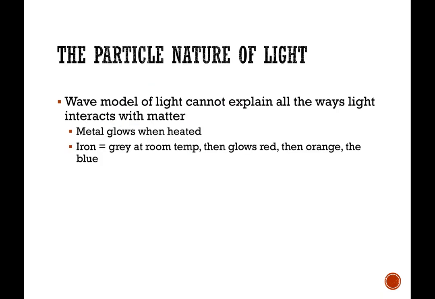The wave model of light cannot explain all the ways that light interacts with matter. For example, how metal glows when it is heated. Iron is gray at room temperature, and as it gets heated, it starts to glow red, then orange, and then blue. If light always behaved as a wave, it would go through the entire rainbow: red, orange, yellow, green, blue. But it doesn't. It goes right from red to blue, which is kind of strange.